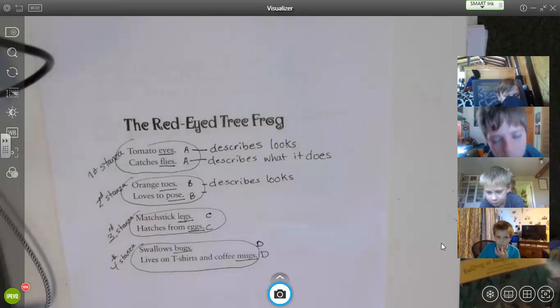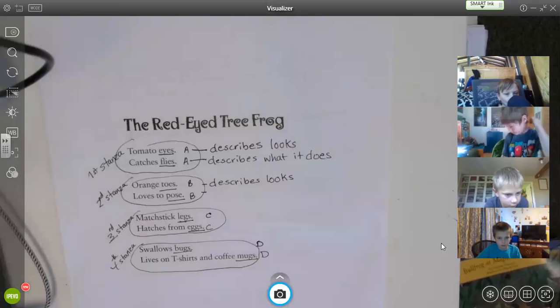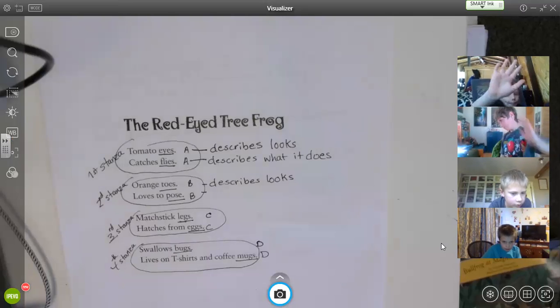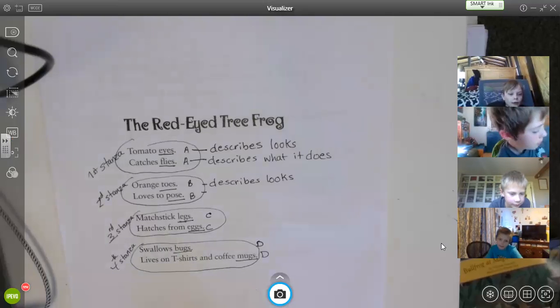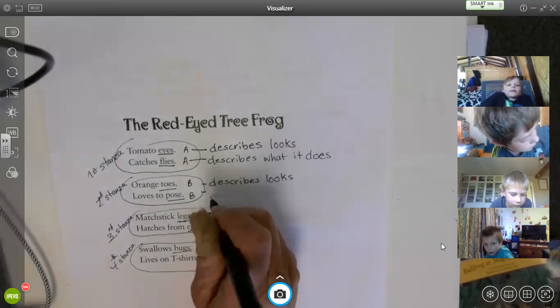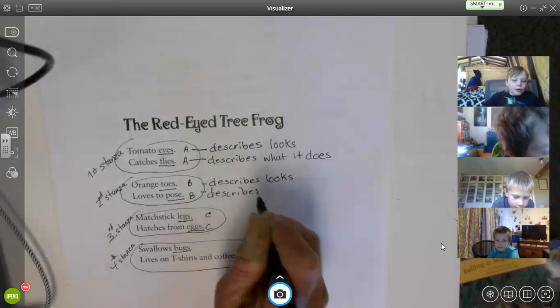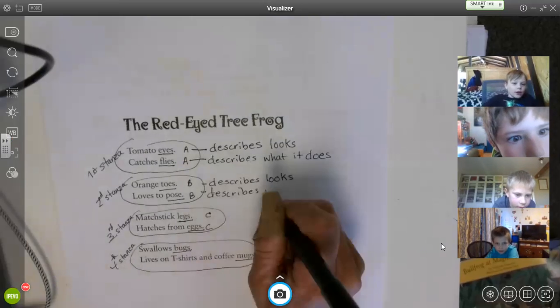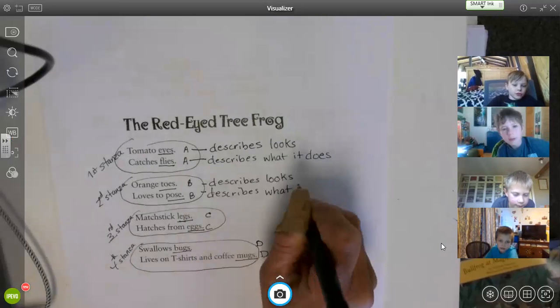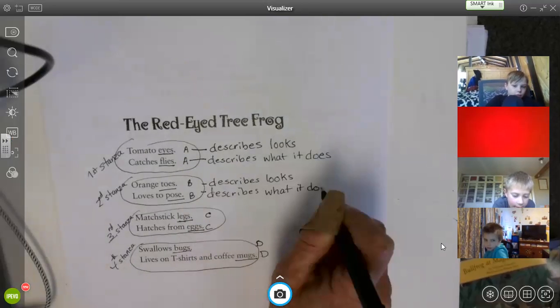So what is that line telling us about the red-eyed tree frog? What do you think? Jensen, go ahead. It's not describing what it looks like. It describes what? Like, how they stretch, maybe. Well, it's kind of describing what it does.